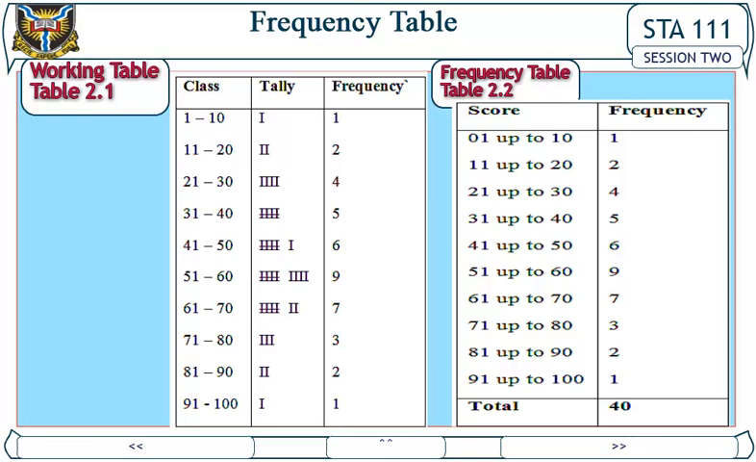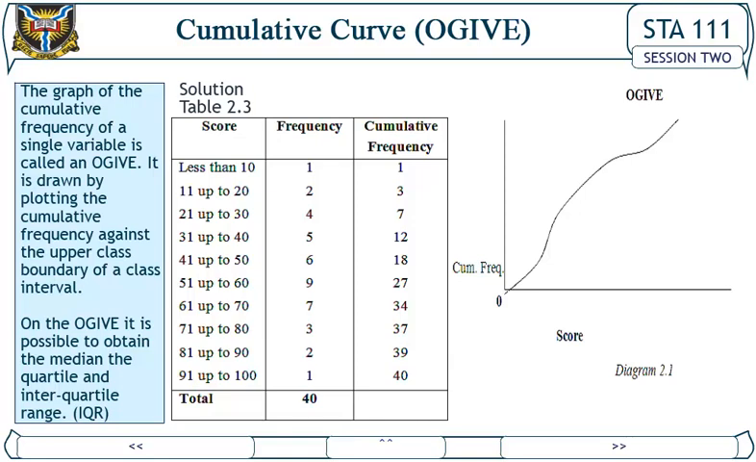Frequency table. Table 2.2. Score: 01 up to 10, 11 up to 20, 21 up to 30, 31 up to 40, 41 up to 50, 51 up to 60, 61 up to 70, 71 up to 80, 81 up to 90, 91 up to 100. Frequency: 1, 2, 4, 5, 6, 9, 7, 3, 2, 1. Total frequency 40.